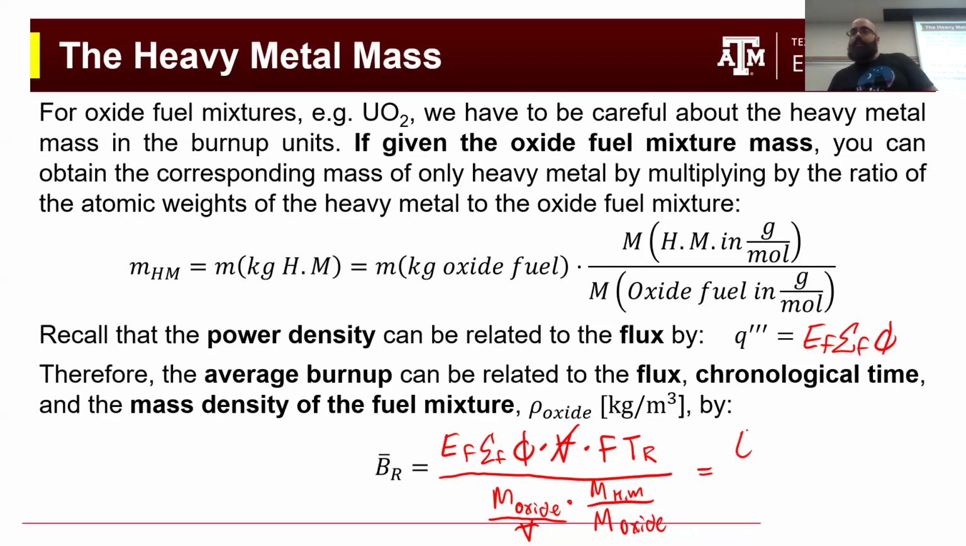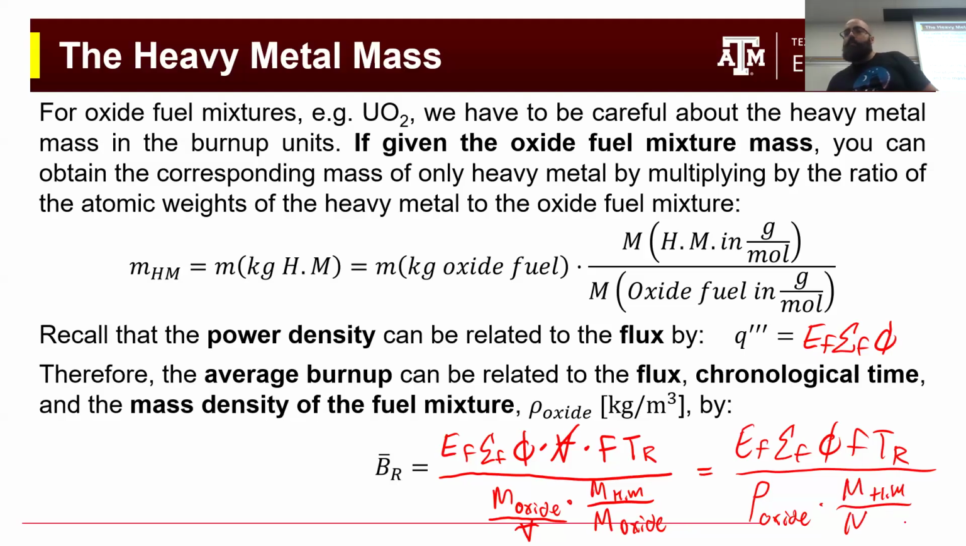So then I could rewrite it like this. I would have EF, sigma F, flux, capacity factor, chronological time divided by the density of my oxide fuel times that molar mass ratio: molar mass of my heavy metal divided by the molar mass of my oxide. So this is maybe a more useful formula for burnup that you could calculate from some parameters that you are more likely to have access to. So that's a very nice, simple way that we can hand calculate what the burnup is.